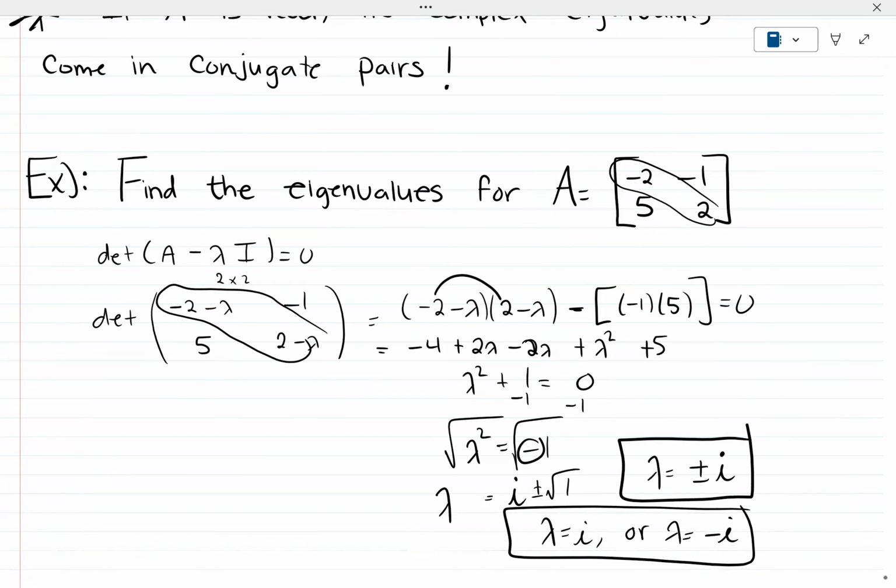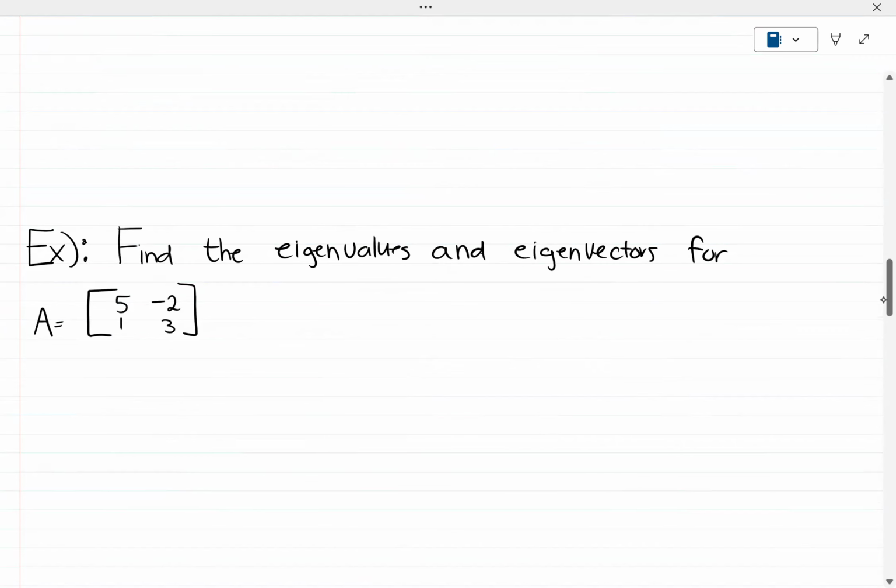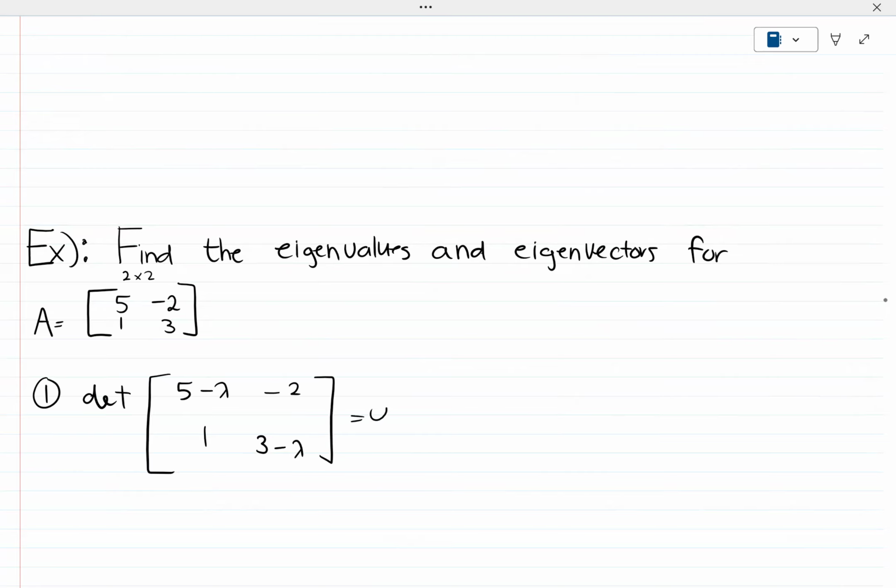So let's do another example. In this example, find the eigenvalues and eigenvectors for this 2 by 2 matrix, 5, 1, negative 2, 3. It's still 2 by 2, which is good, you know how to take it. It's going to be the determinant. The diagonals are 5 and 3, so it's 5 minus lambda and 3 minus lambda, and then you have this 1 and negative 2, equals 0.